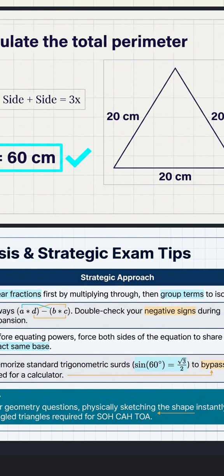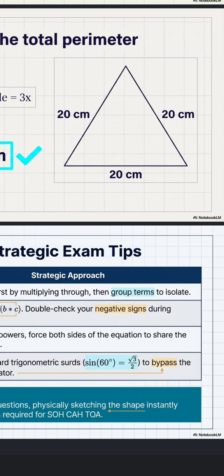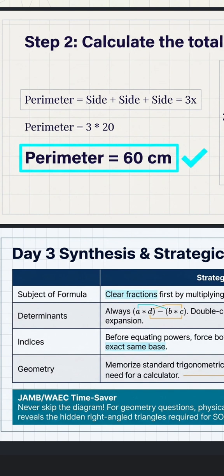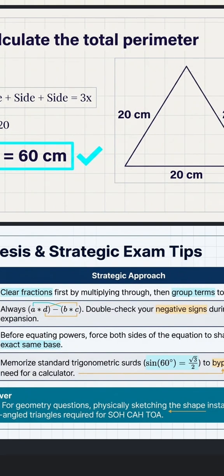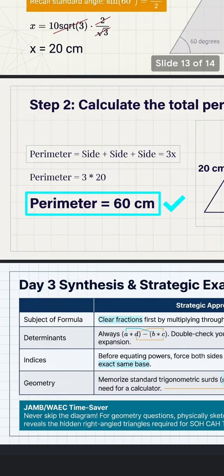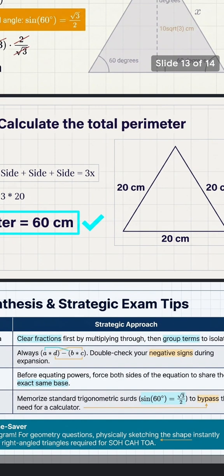Then for geometry, you have the standard trigonometry surds. You can memorize them, or if you don't memorize them, you can sketch the equilateral triangle and from there you get it, or an isosceles triangle for angle 45, to get the values of the special angles, that is angle 30, angle 60, and angle 45. So those are the tips you need to follow.